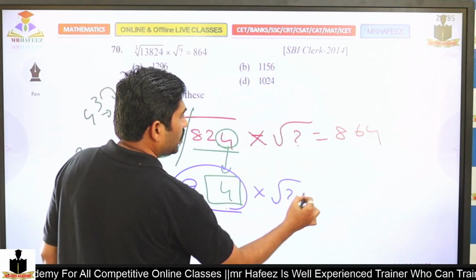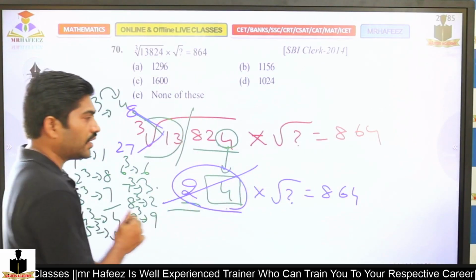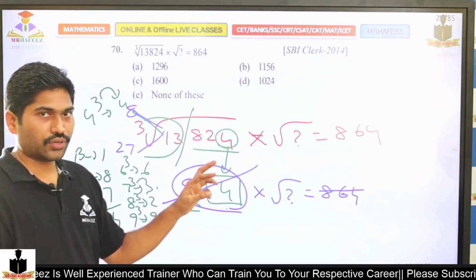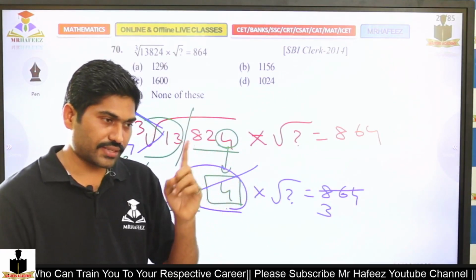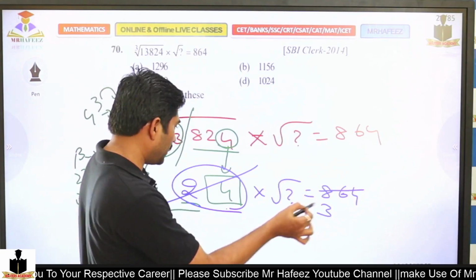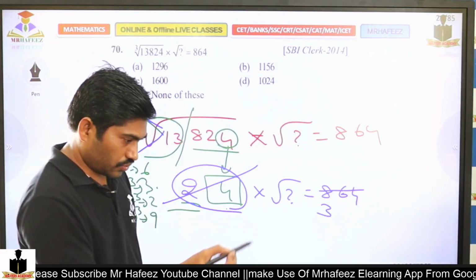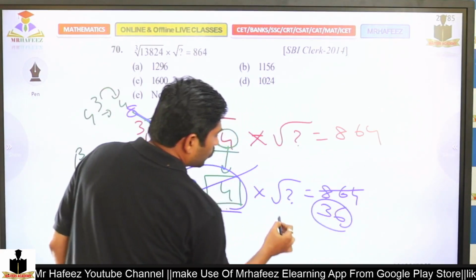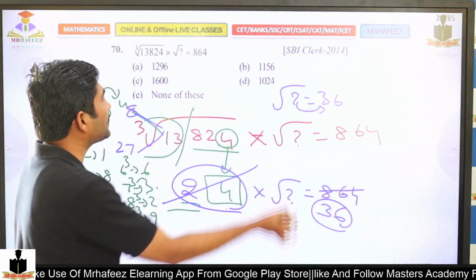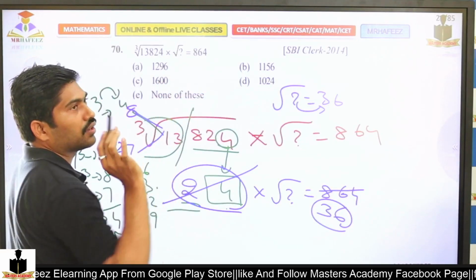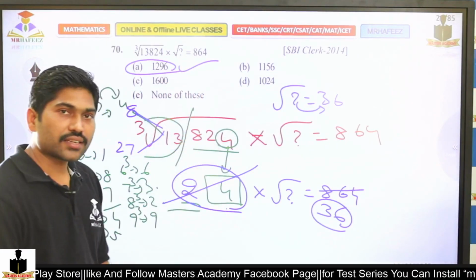24 into question mark equals to 864. So 24 how many times? 864. 24 3 times? 72. 86 minus 72 is 14. 144. 24 how many times? 144. 6 times. So question mark root is 36. Then question mark is 36 square. What is 36 square? 1296. So answer is 1296.